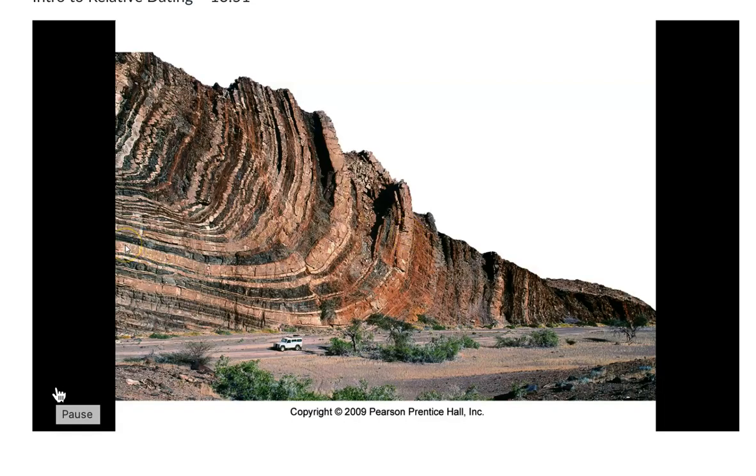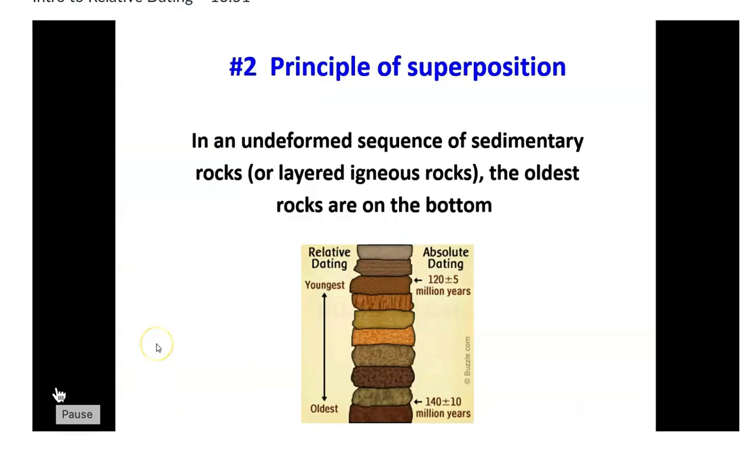And that's because we know rocks are not formed, they're not deposited, right, in tilted or folded layers as they are here. And whenever we see tilted layers, again, we know that that area must have been subject to some tectonic stress. The second principle of relative dating is the principle of superposition.